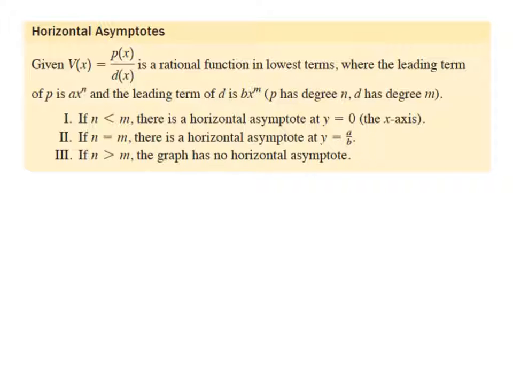So basically, if the top exponent is smaller than the bottom exponent, so the function is bottom heavy, then it's going to have a horizontal asymptote at y equals 0. It'd probably be easier if we just said it was bottom heavy there, right? But this is a formal definition. Okay, the second one, if n equals m.